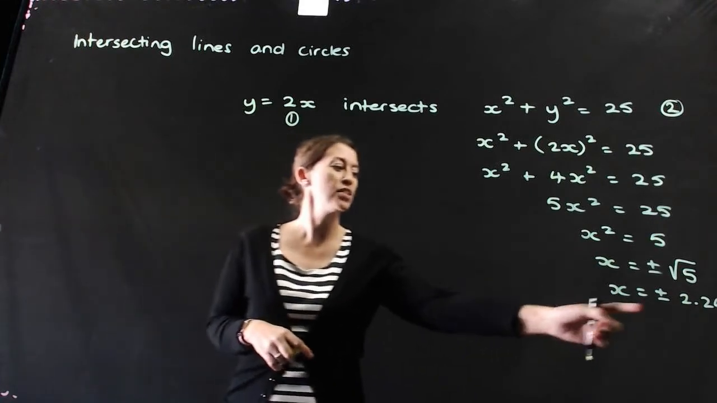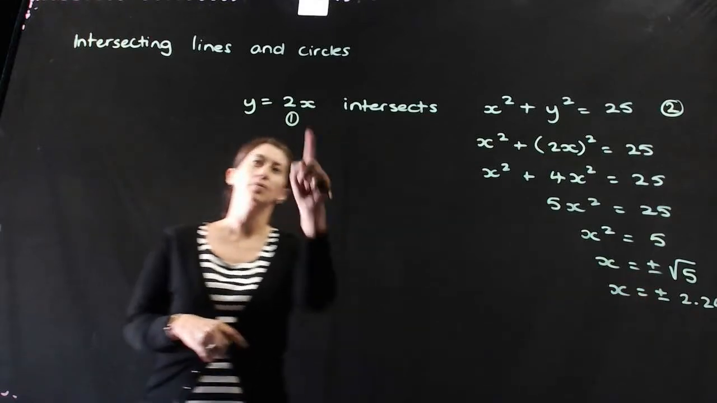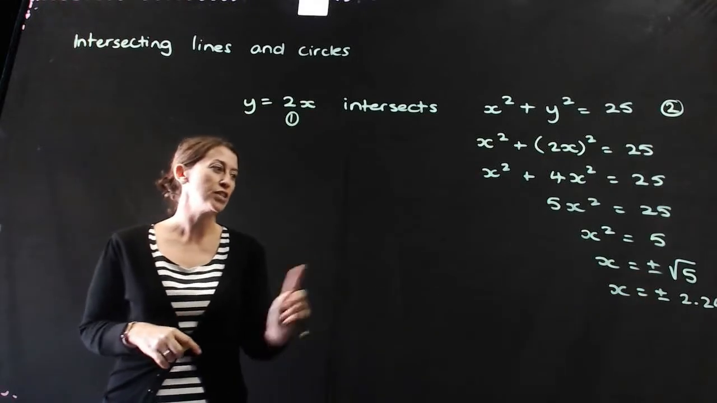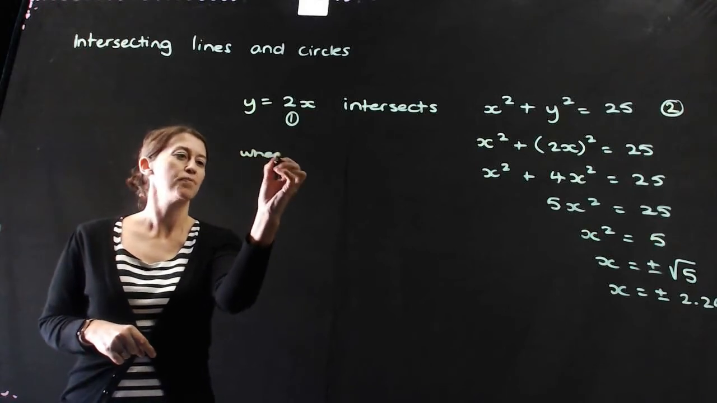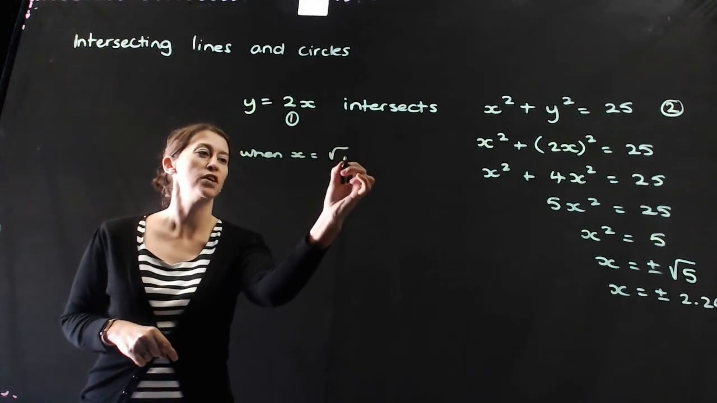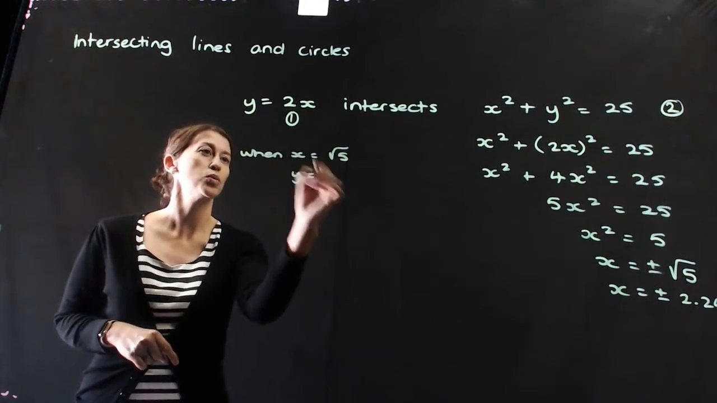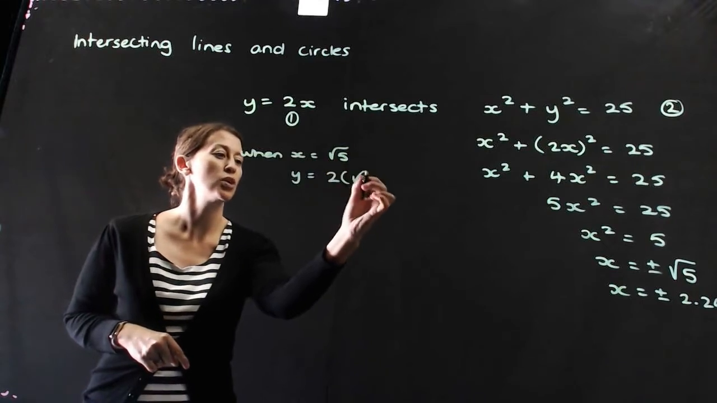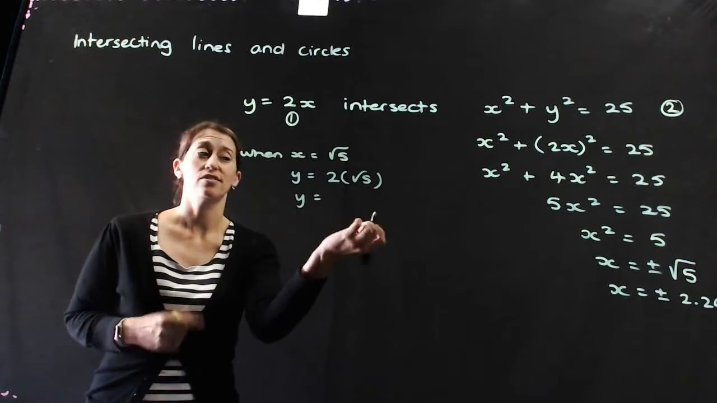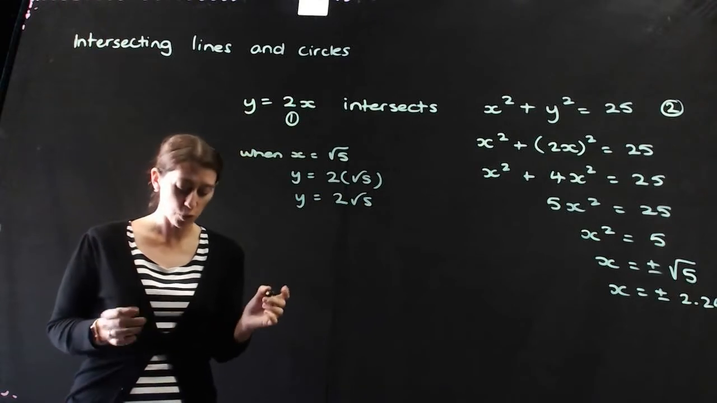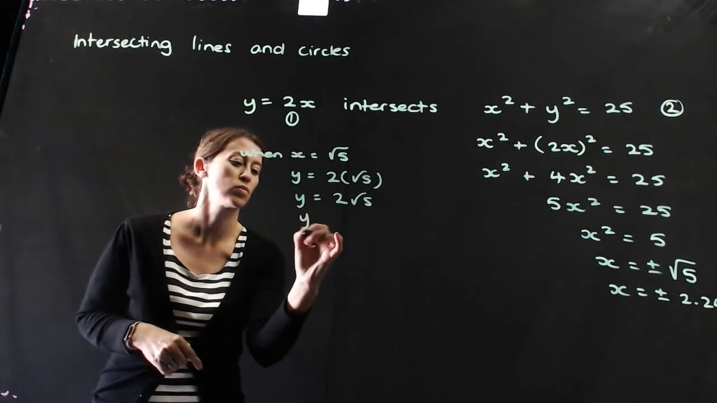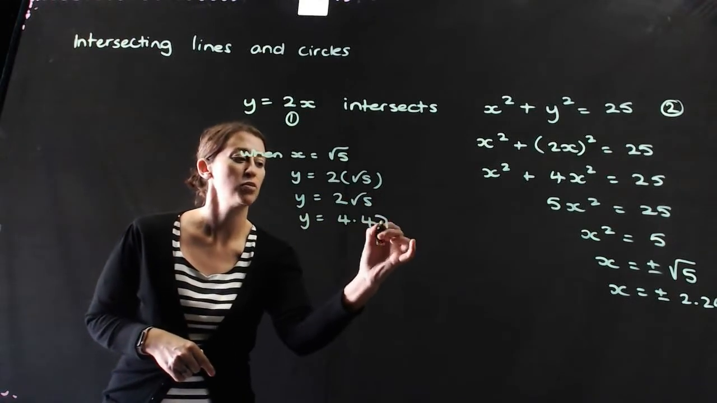So to do that, I'm going to substitute root 5 into this to find the two y values that match the two x values. So let's do this. When x equals positive root 5 first, y equals 2x, so 2 multiplied by root 5, which is 2 root 5, or as a decimal, 4.47, roughly to 2 decimal places.